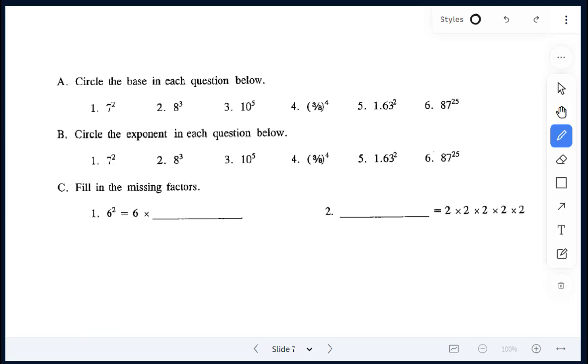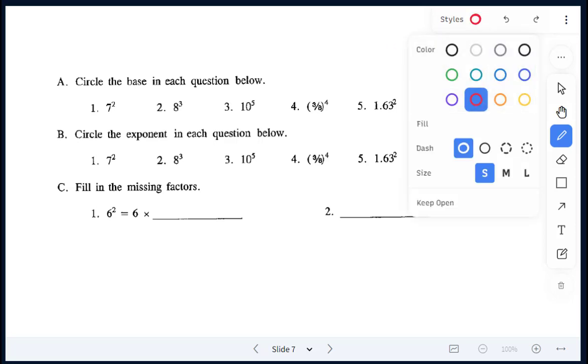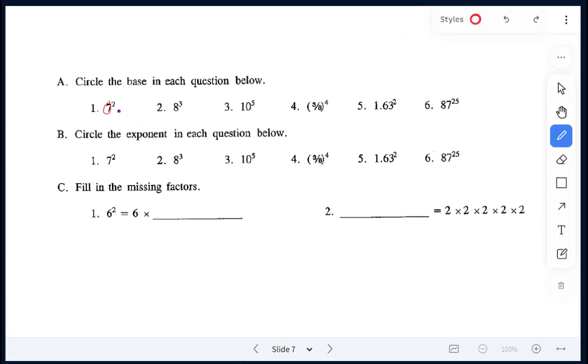Okay, so next in this example, you just have to circle the base. Make sure you know which one is the base. The base is this number here. So here, the 7 is the base, the 2 is the exponent, 8 is the base, 10 is the base, 3 over 8 is the base, 1.63 is the base, 87 is the base. All right, know which one your exponent is. For part B, just circle the exponent. 2, 3 is the exponent, the 5, the 4, the 2, and the 25.